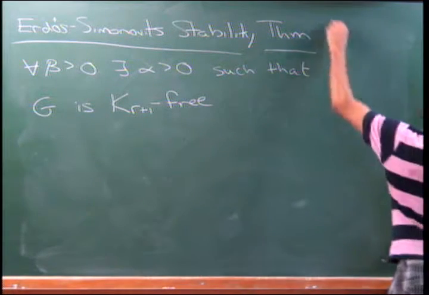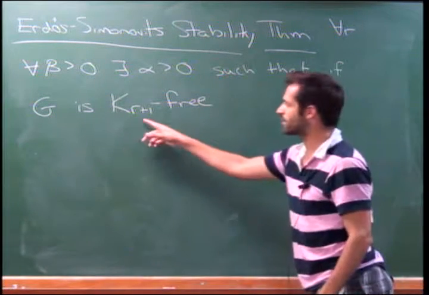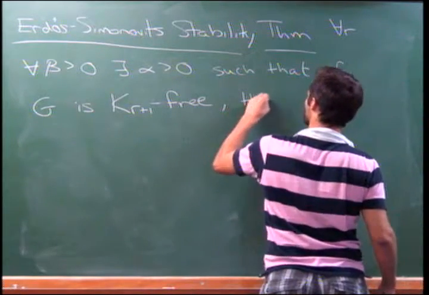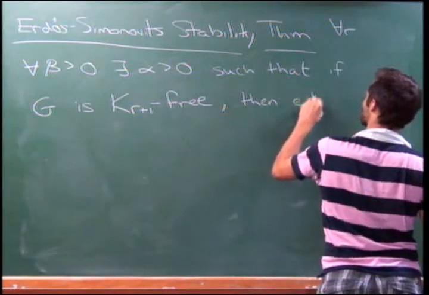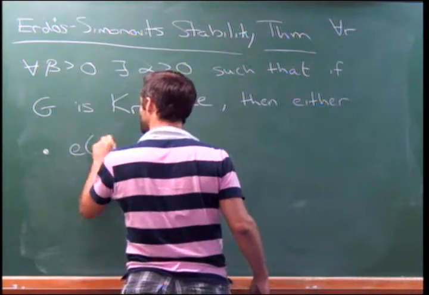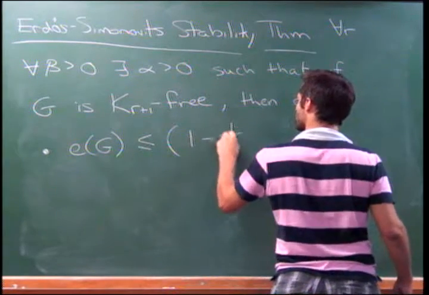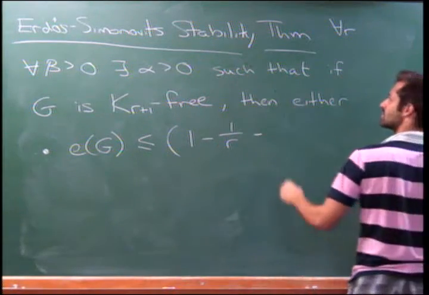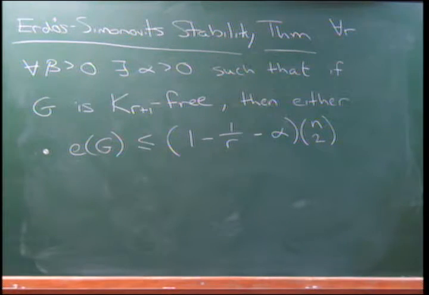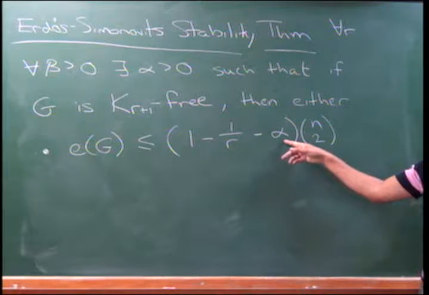So I guess also for every r. If there's no copy of the complete graph on r plus 1 vertices, then either the number of edges of G is at most (1 minus 1 over r minus alpha) times n choose 2. So it's smaller than the Turán number by a positive fraction.